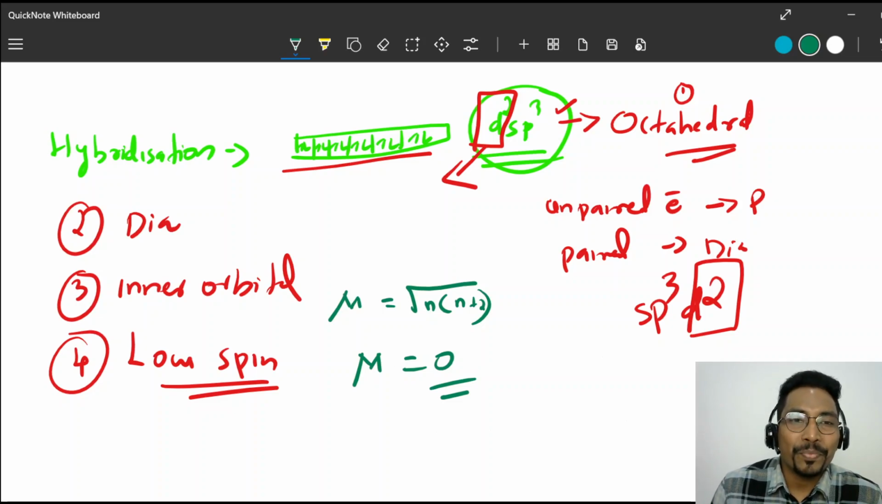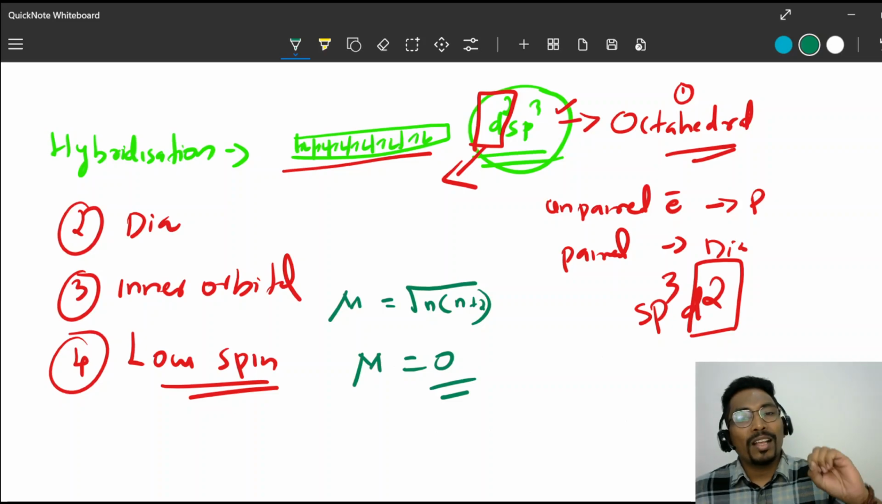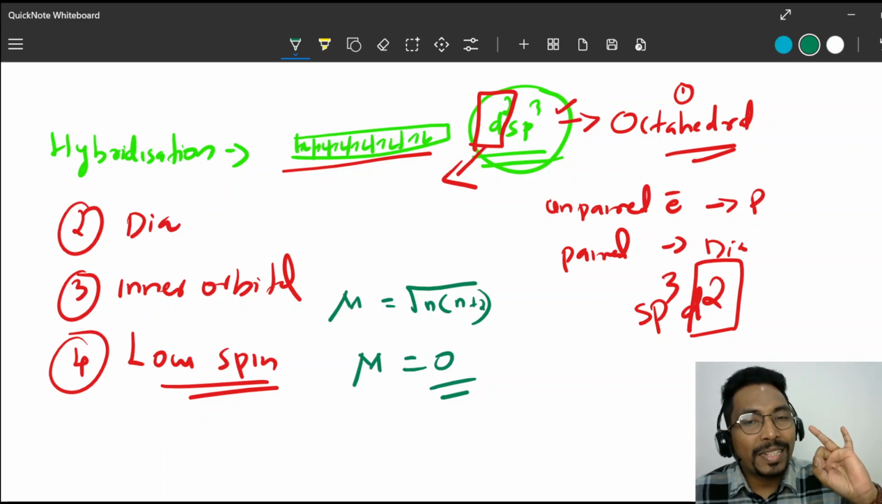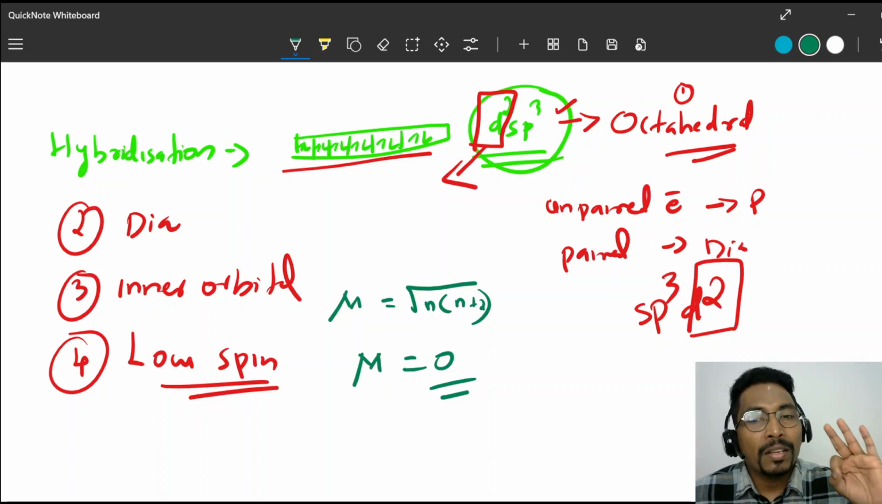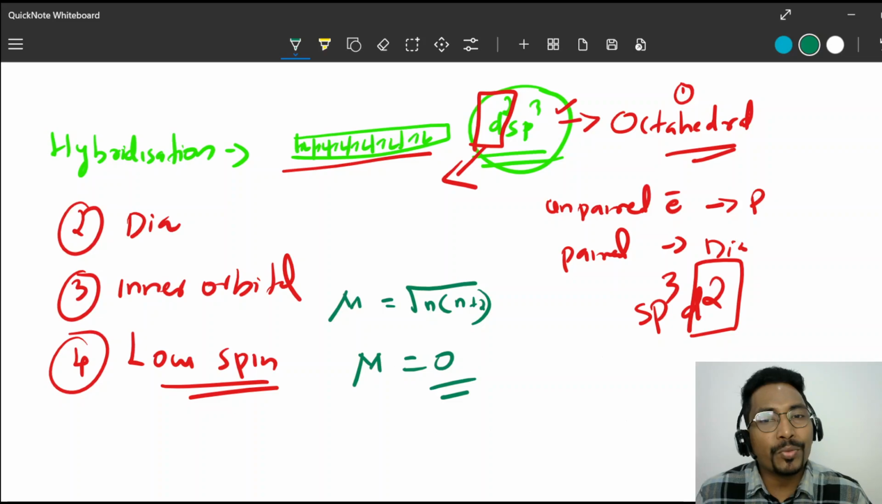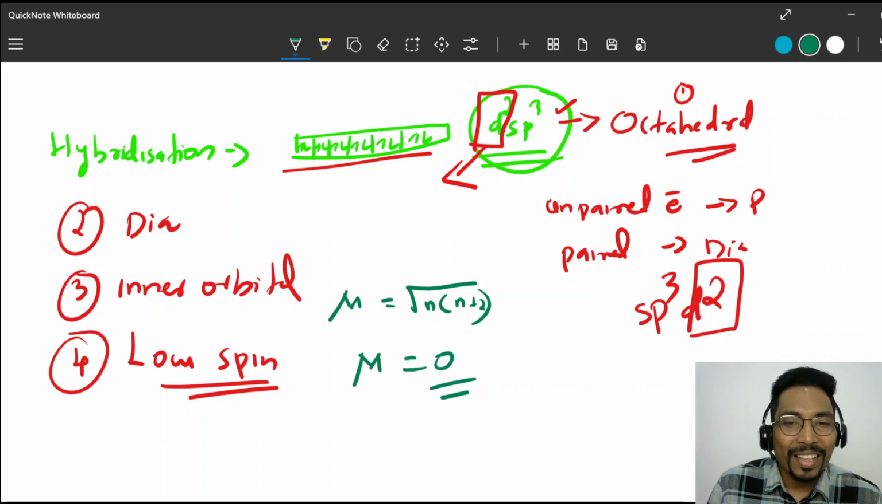So this is the idea of valence bond theory, and these are the 5 details you have to check with a complex. What are the data you need to get? First one, hybridization. Second one, geometry of the complex. Third one, inner or outer complex. Fourth one, paramagnetic or diamagnetic. And last one, magnetic moment. I hope this topic is very clear. It's a very important topic.